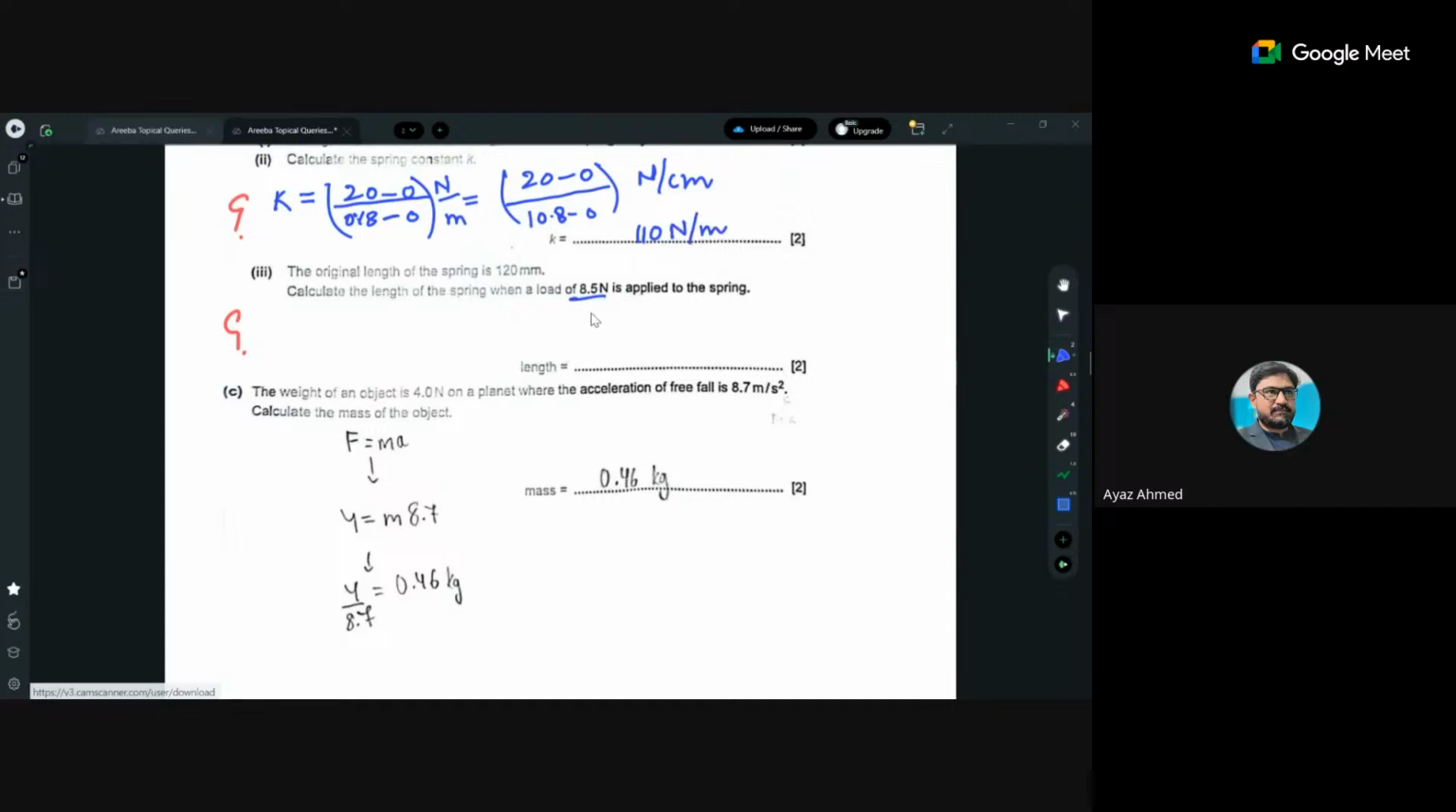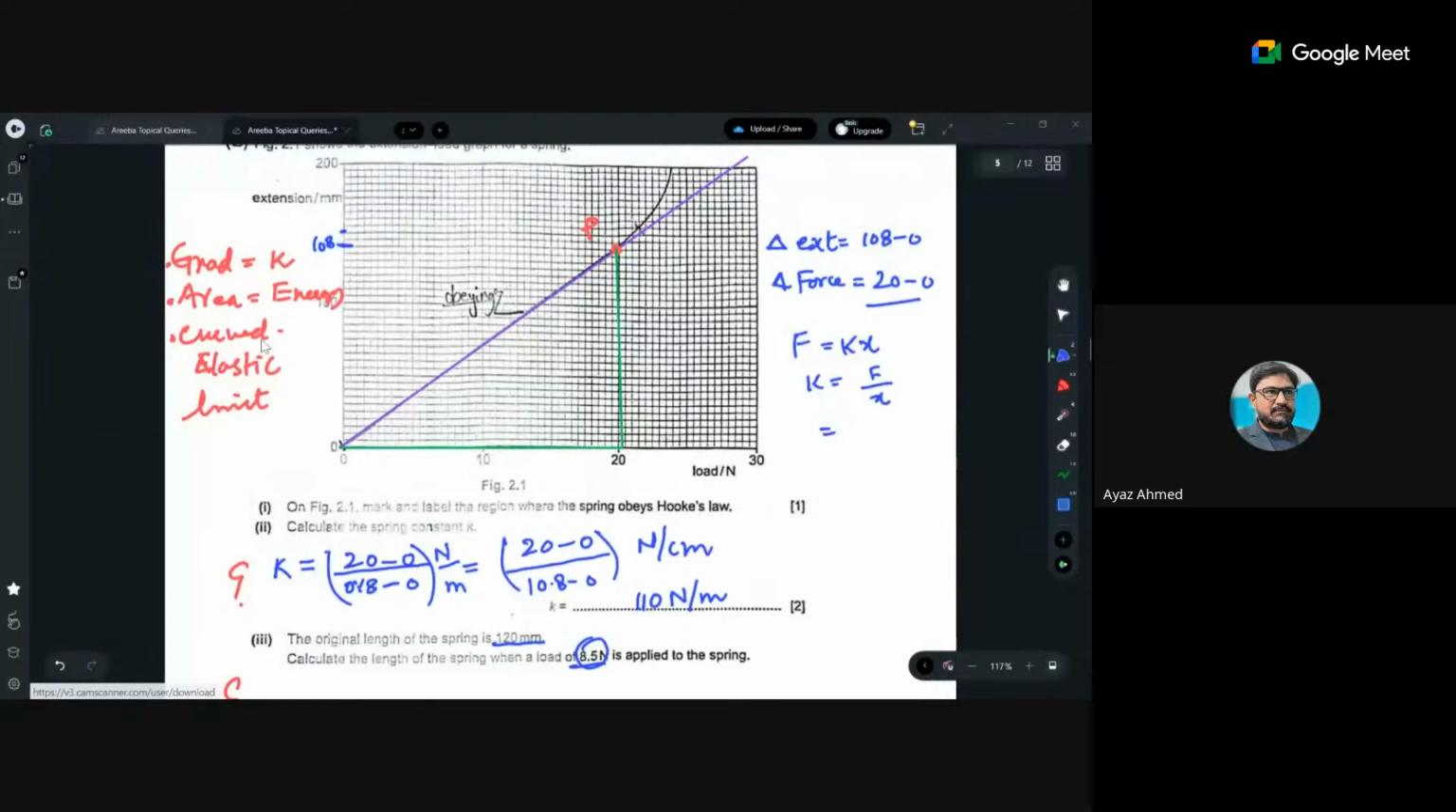Then the length of the spring at the load of 8.5 Newton. Your original length of the spring is given to you, 120 millimeter. Then at 8.5 Newton, you have to figure out the extension. Where is 8.5 Newton? It will be anywhere here. Let's say it is 10, so back to 8, 8.5. Just figure out the point on the graph.